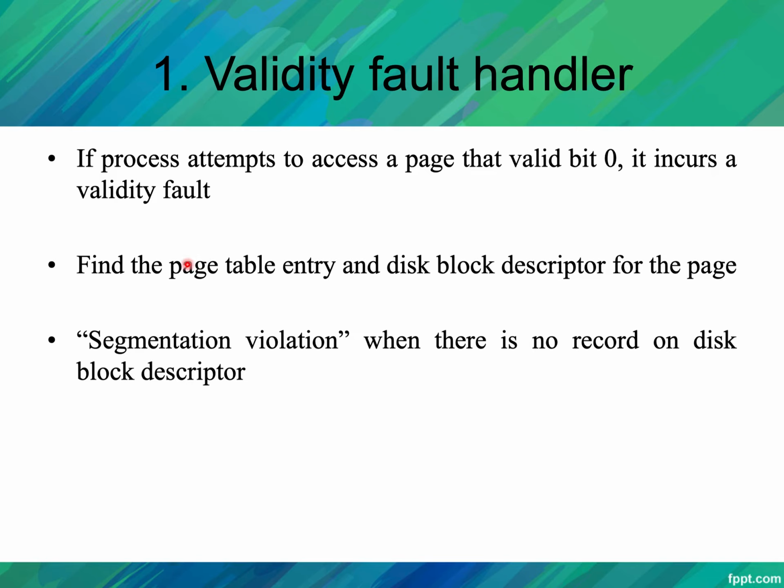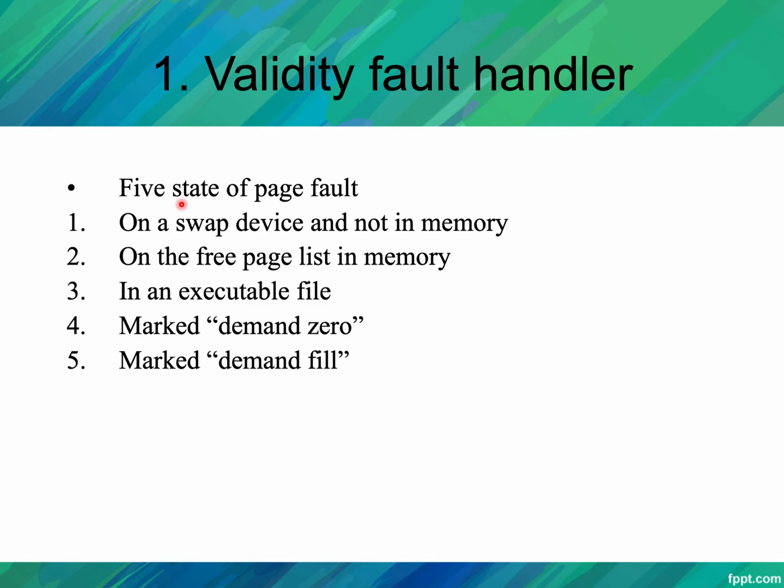Then the validity fault handler will find the page table entry and the disk block descriptor of the page, and then it will check for any segmentation violation. When there is no problem in the disk block descriptor, then the required page from that memory will be loaded, and then the validity fault will be recovered. That validity fault will be solved. So this is how the validity fault handler works whenever a process is trying to access a page when the validity bit is 0. These are the 5 states of page fault, like on a swap device and not in memory. If the particular page is on the swap device but not in memory, that will incur a validity page fault.